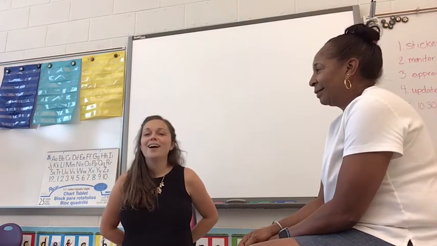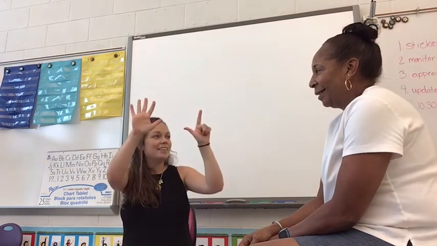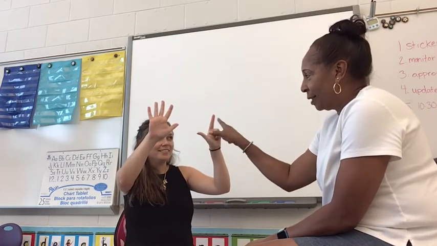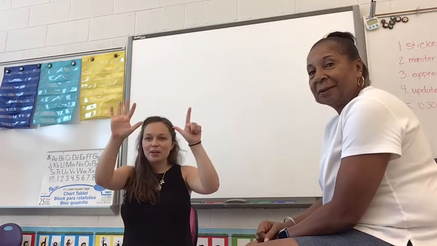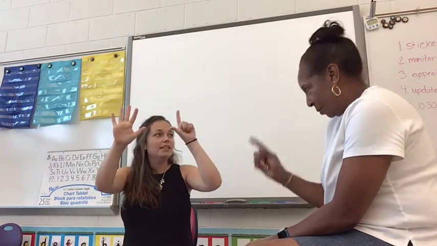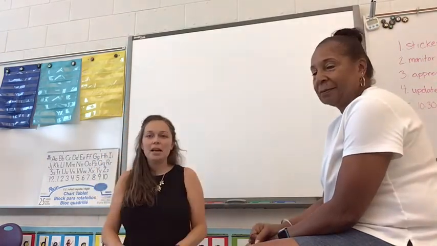Seven. How did you get 7? 5. We already know that's 5. 6, 7. Look at that smart cookie. She didn't even have to count these. She just said 5 and then kept going 6, 7. Okay, all right.